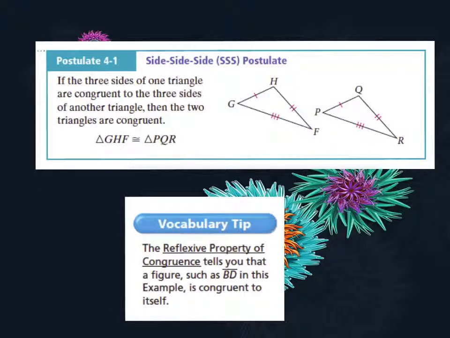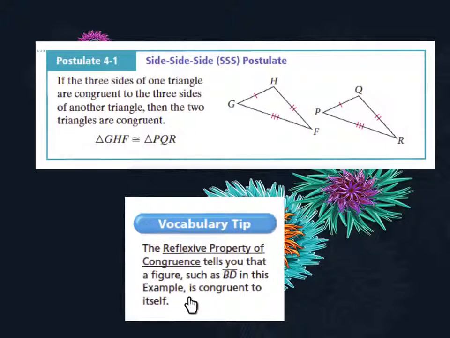And here's a more formal definition for you. Side, side, side, or SSS postulate: if 3 sides of one triangle are congruent to the 3 sides of another triangle, then the 2 triangles are congruent. And once again, here we have triangle GHF is congruent to triangle PQR.